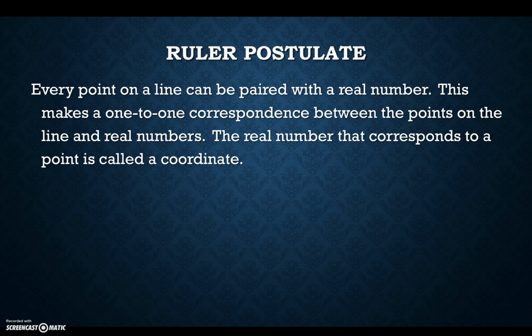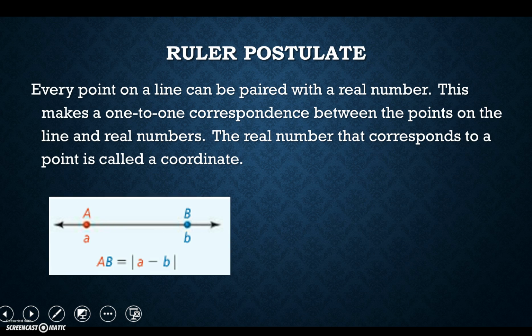So our first postulate is the ruler postulate, and that's what we used in our previous situation. Every point on a line can be paired with a real number. This makes a one-to-one correspondence between the points on the line and real numbers. The real number that corresponds to a point is called a coordinate. So if we took this line segment here and put it up against a number line or a ruler, we can easily find its distance.